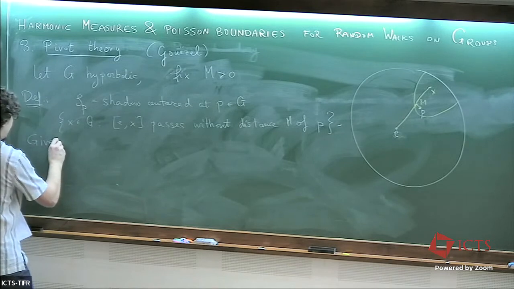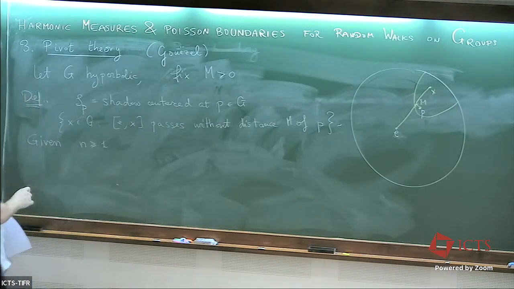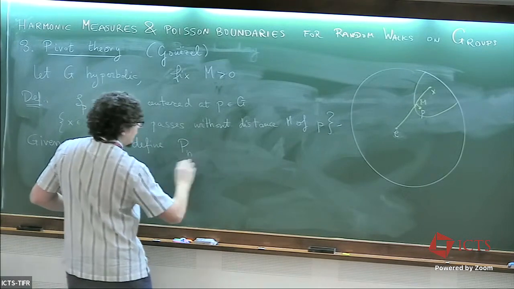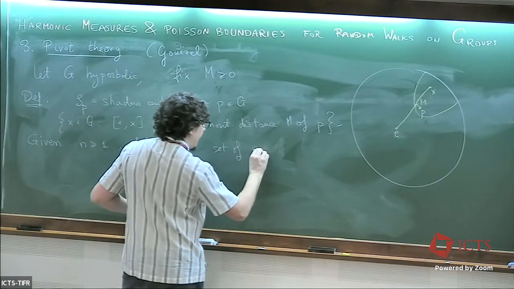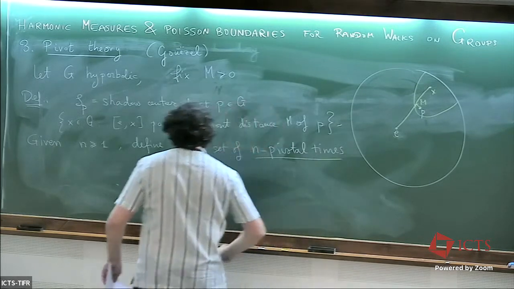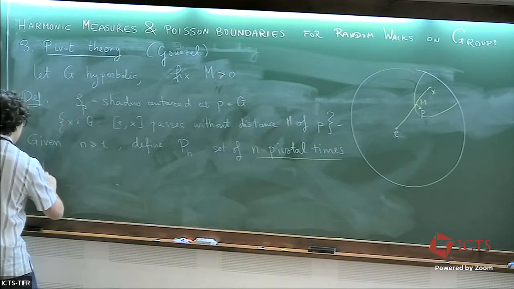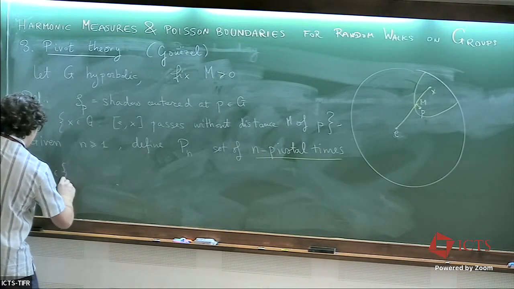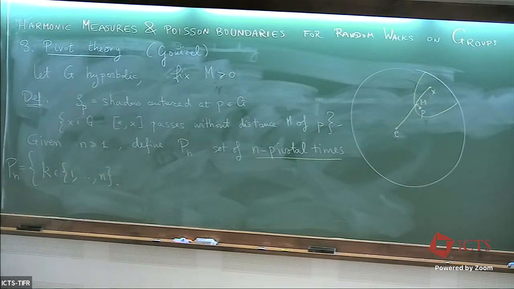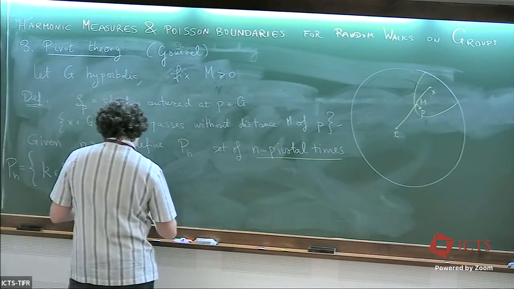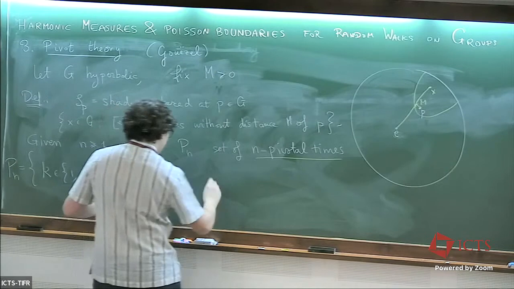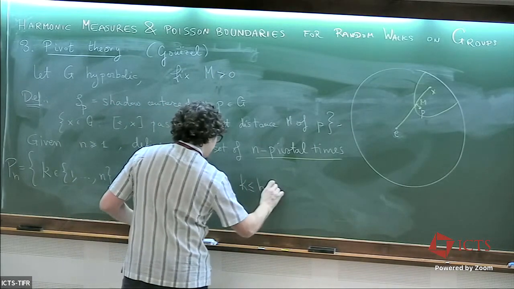The original version is we start with some integer n, so we look at just the walk until step n. We define P_n, the set of n-pivotal times. Basically it's just the following: P_n is the set of k, integers between 1 and n, such that W_h belongs to the shadow of W_k for every h with k less than h less than or equal to n.